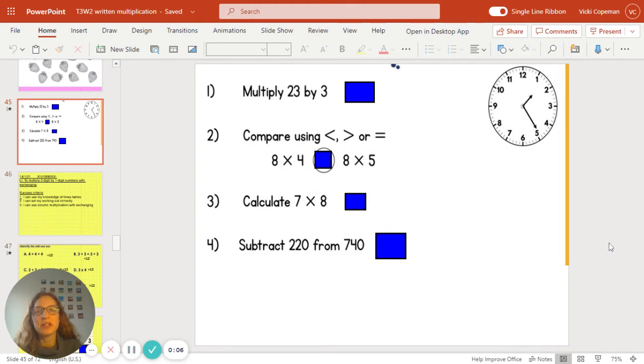So we're going to be continuing looking at column multiplication today. But to start with, I would like you to have a go at these 4 questions on the board. So pause the video, grab pencil and paper, give these a go, and we'll go through the answers in a minute. Also, don't forget to check and see if you can tell what time the clock is showing on the paper as well. So pause the video, give it a go, and we'll go through the answers.